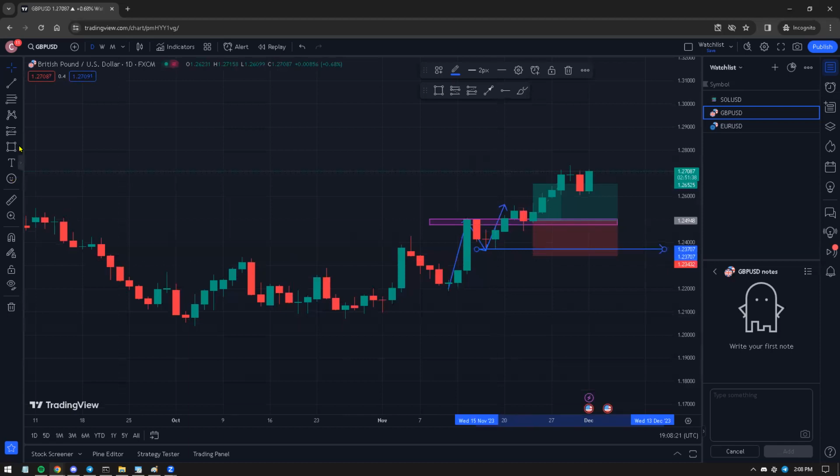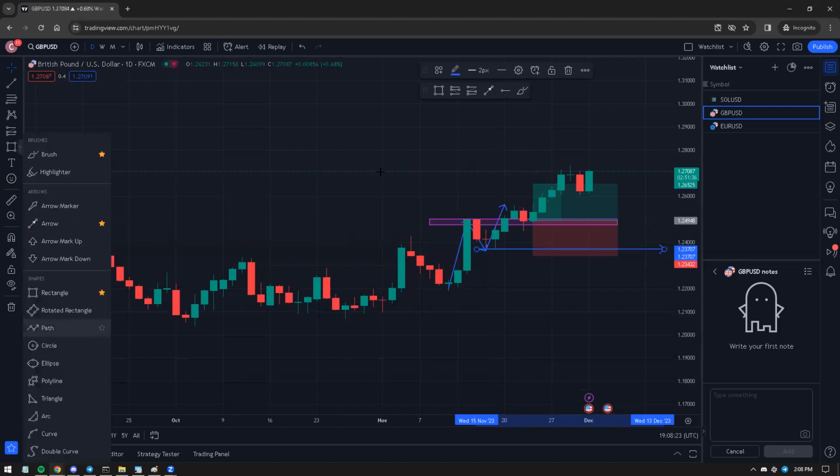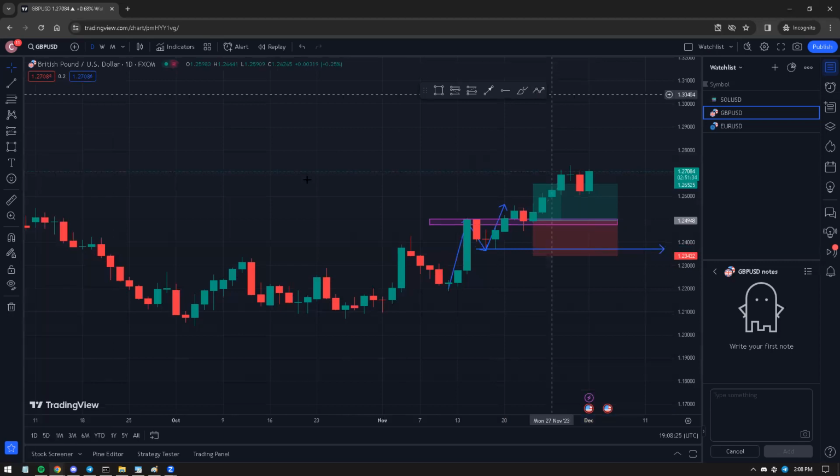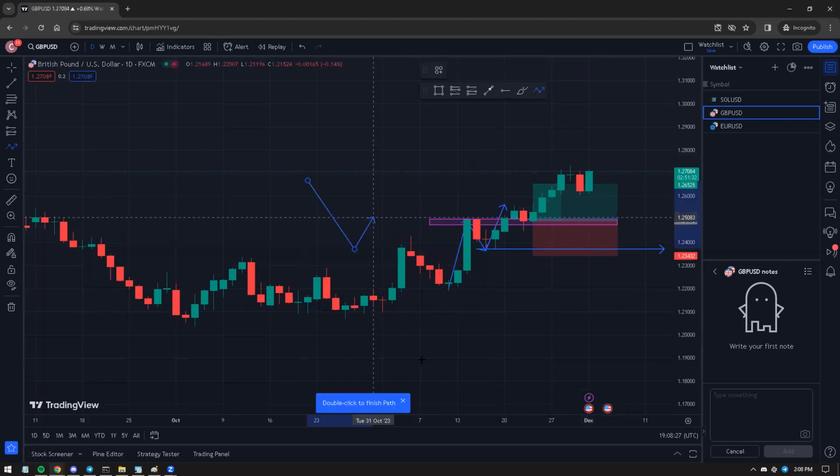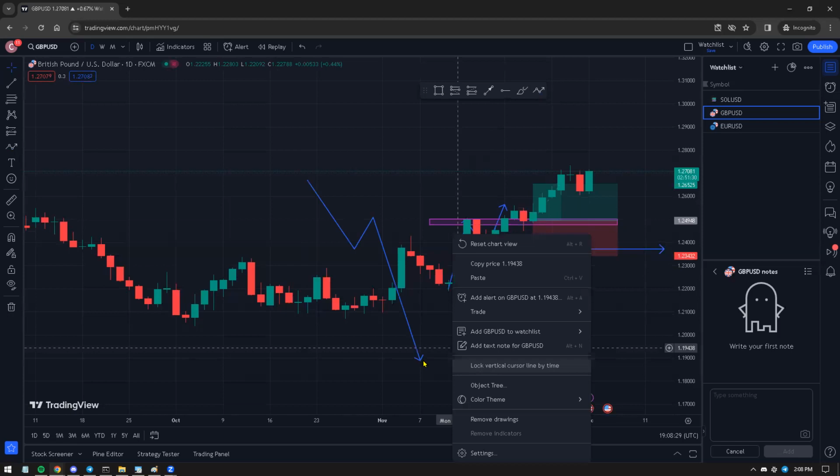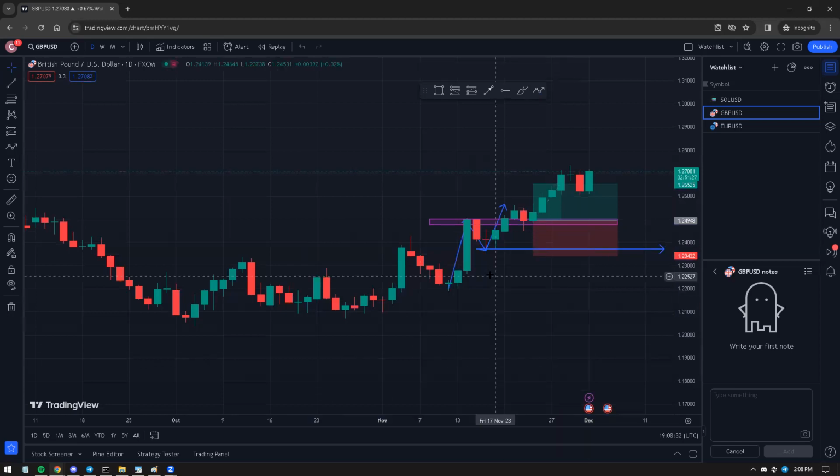If you want, just because I like the path tool, you can add the path tool as well. This just gives you a little bit more ability to draw an actual path. So this is all you're looking for.